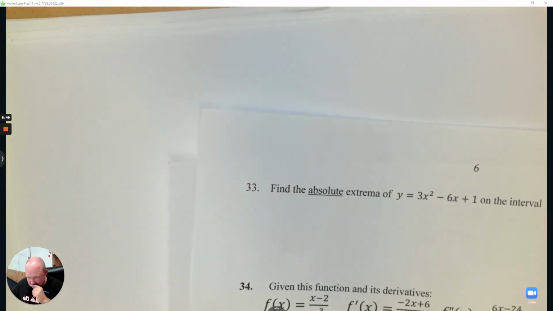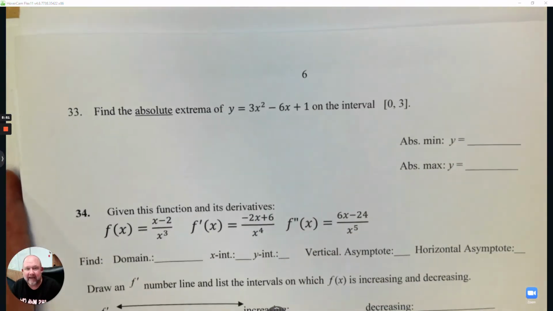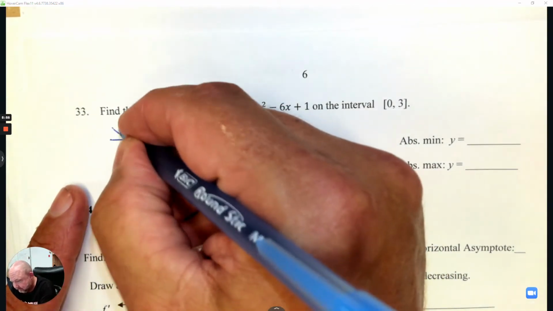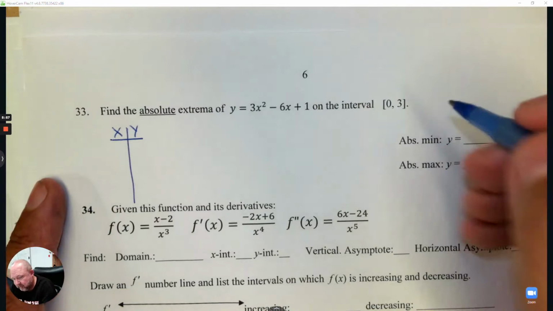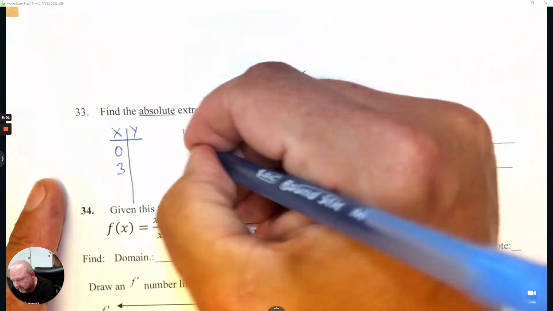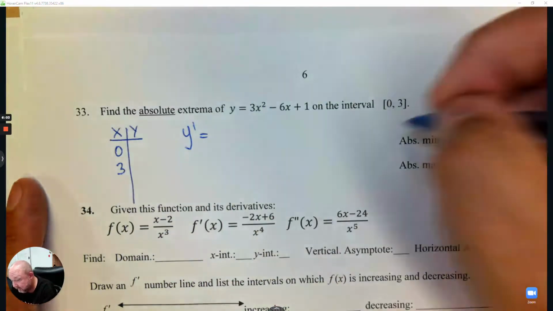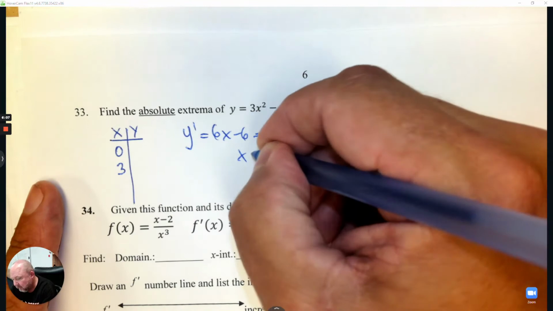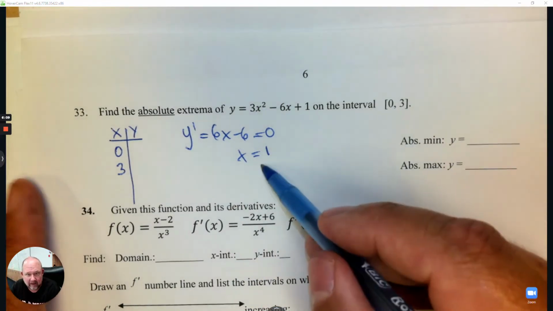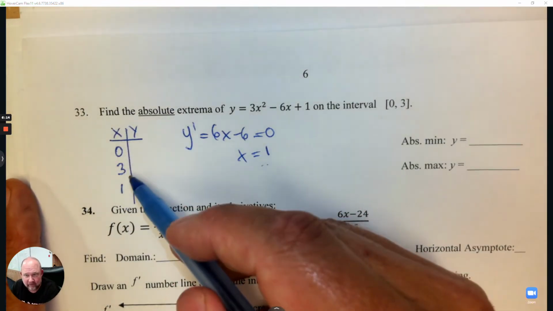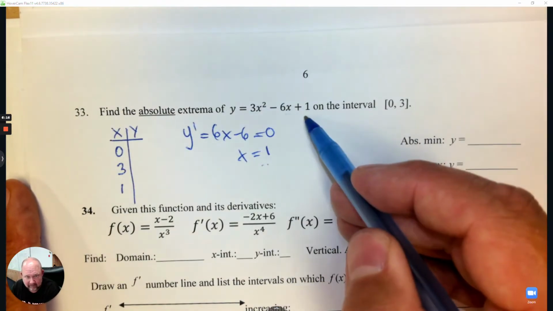All right, last page. Can you find the absolute extrema of this? This is a table of values question. And we start with what the end values are of the interval. Then we find the critical numbers of the first derivative that are in the interval. So that's 6x minus 6. So the only critical number here is +1. That is in the interval. And then find the y values that go with these x by plugging into the equation.